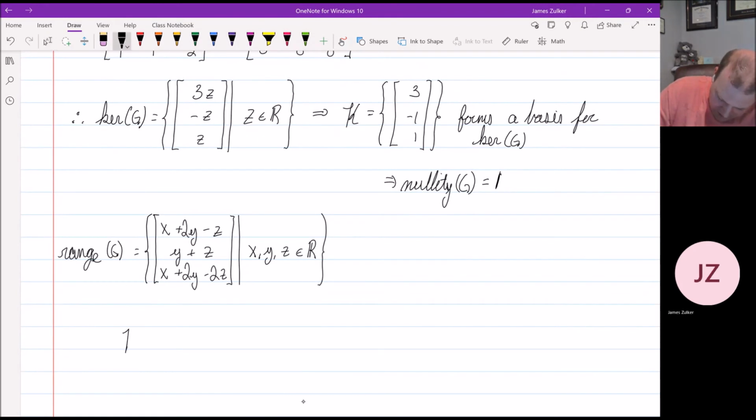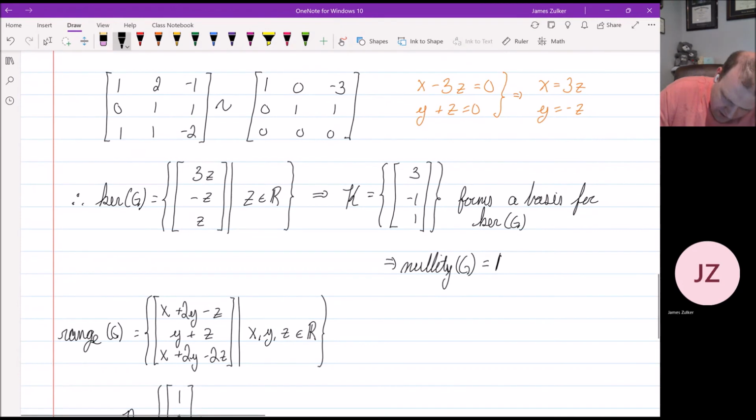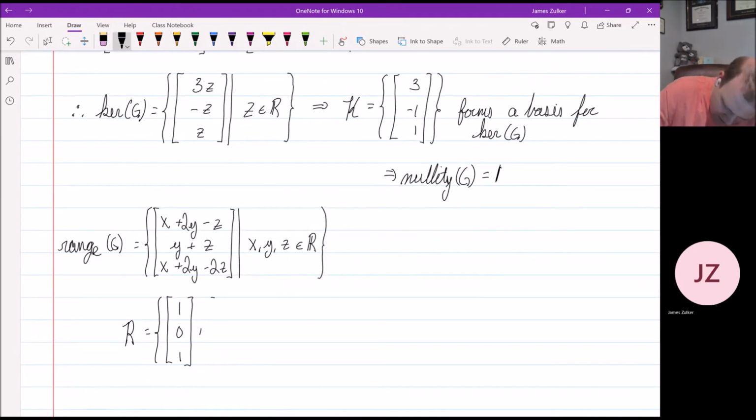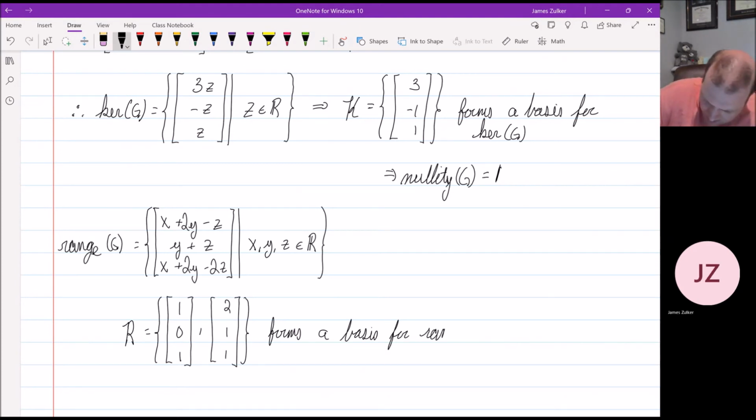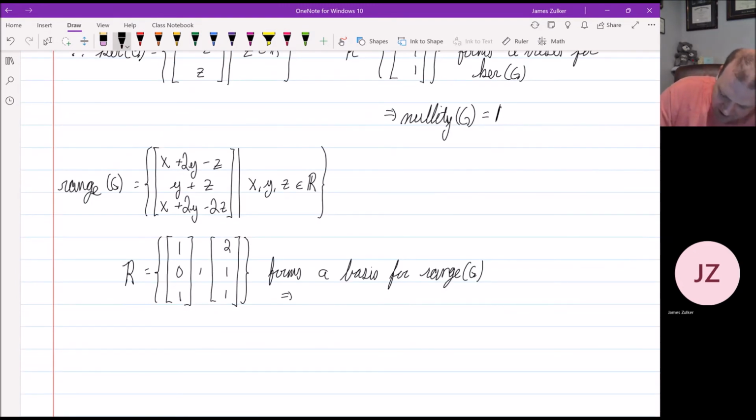Right? And we'll find that the set of (1, 0, 1) and (2, 1, 1) forms a basis for the range of G, which means that the rank of G is equal to 2, right?